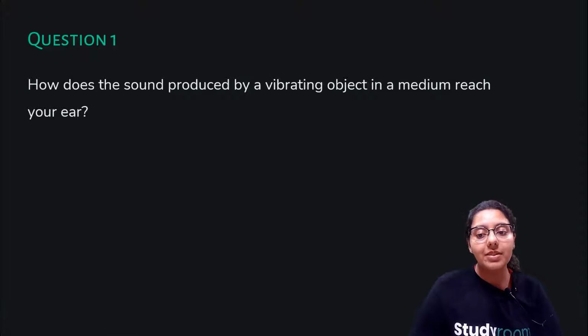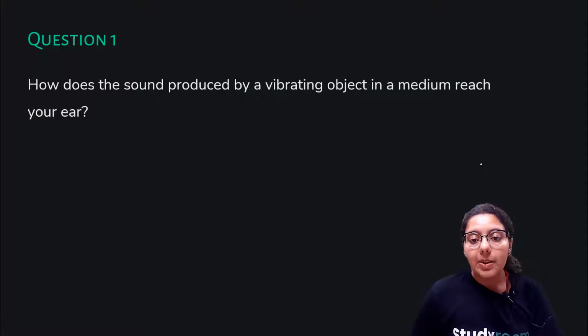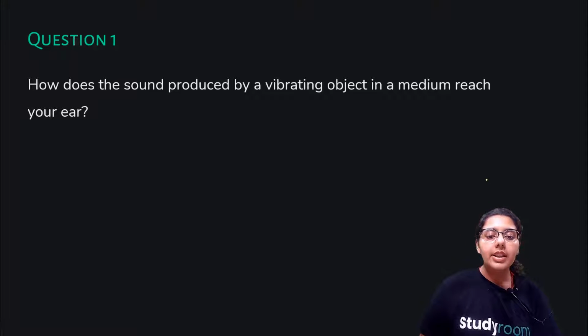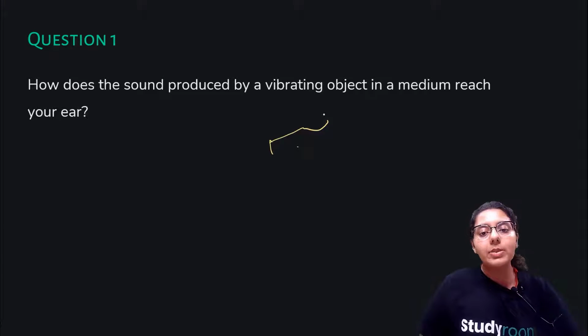Have you ever wondered? When an object vibrates, it sets the particles of the surrounding medium vibrating. The particles in the medium in contact with the vibrating object surface are displaced from the equilibrium position. It then exerts a force on the adjacent particles. After displacing the adjacent particles, the first particle of the medium comes back to the original position. This process continues in the medium till the sound reaches your ear. This is how the sound is produced.